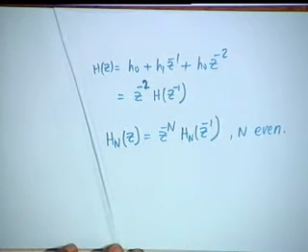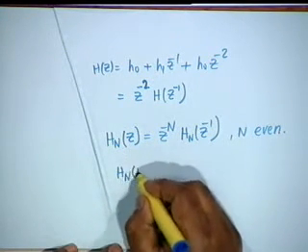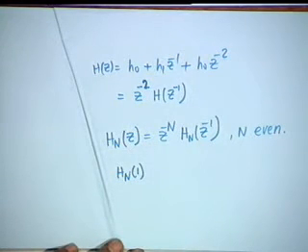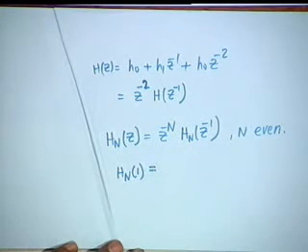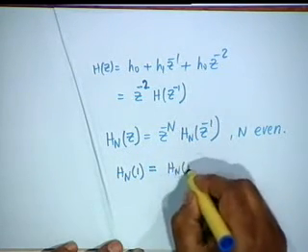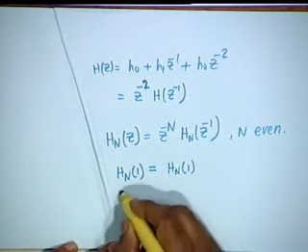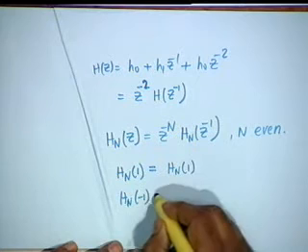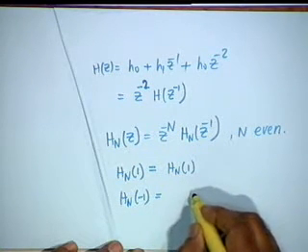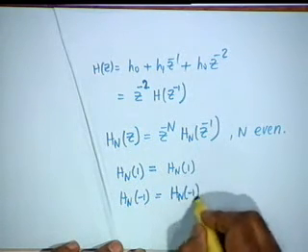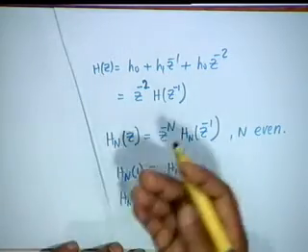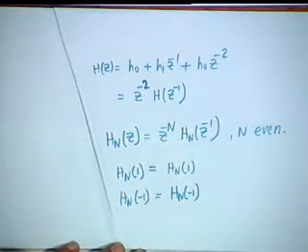Yes or no? Okay. What is Hn of 1 if you put z equal to 1? What is Hn of 1 on the right hand side? Same, Hn of 1. What is Hn of minus 1? If z is changed to minus 1, same, Hn of minus 1. These are trivial things, but you will see that they have an important effect in the other types of filters. Okay? Hn of 1 is Hn of 1, Hn of minus 1 is Hn of minus 1.